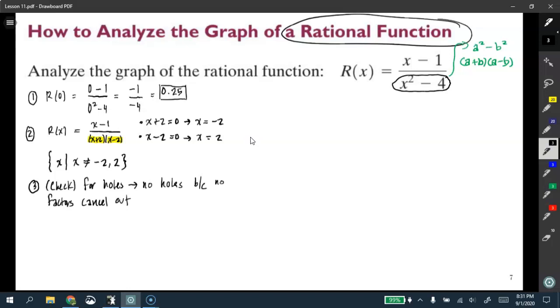Okay, now let's go ahead and check for vertical asymptotes. So a vertical asymptote is found by basically, let me write down VA. The way that you look for vertical asymptotes is you take what's in the denominator and you set it equal to 0. In other words, you're taking x plus 2 and setting it equal to 0, and you're taking x minus 2 and setting it equal to 0.